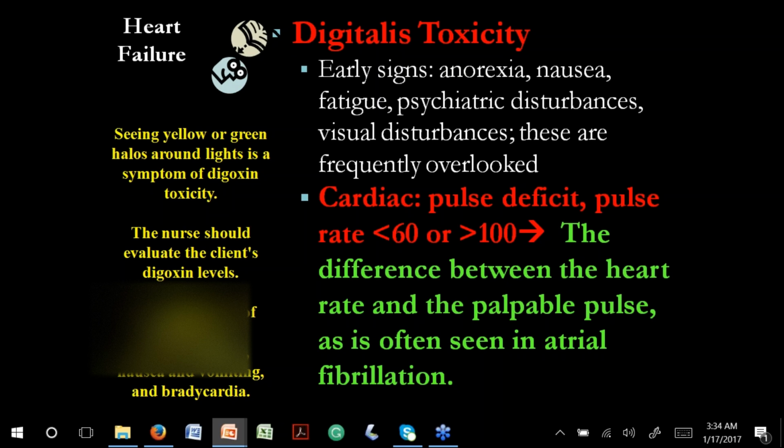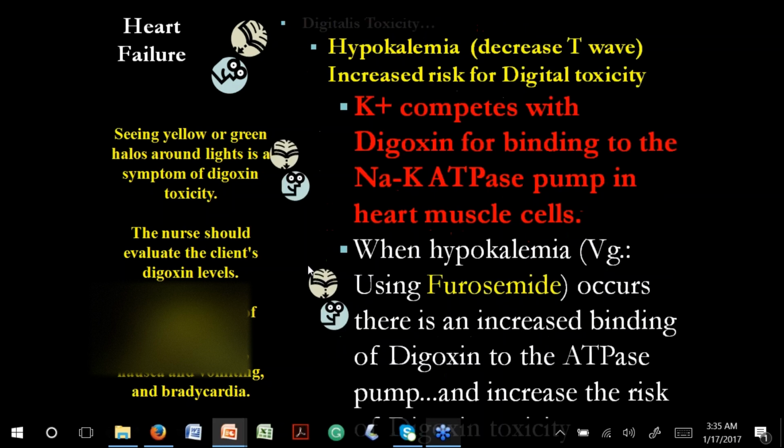So what the nurse needs to do is evaluate the client's digoxin levels as a lab test. Early signs and symptoms of digitalis toxicity include anorexia, nausea, vomiting, and bradycardia. Okay, so here's something very interesting about digitalis. I will tell you the mechanism of action very briefly.